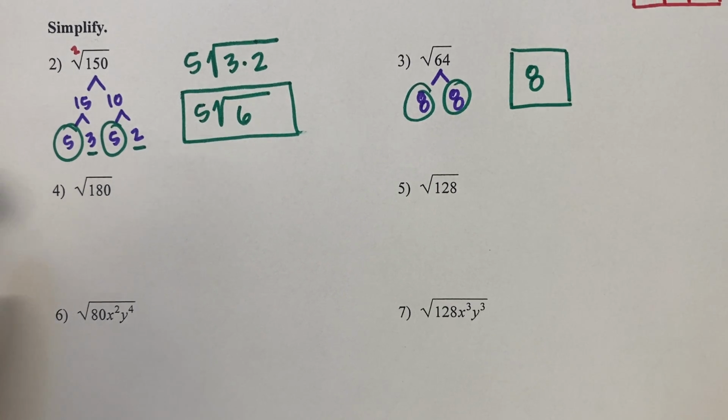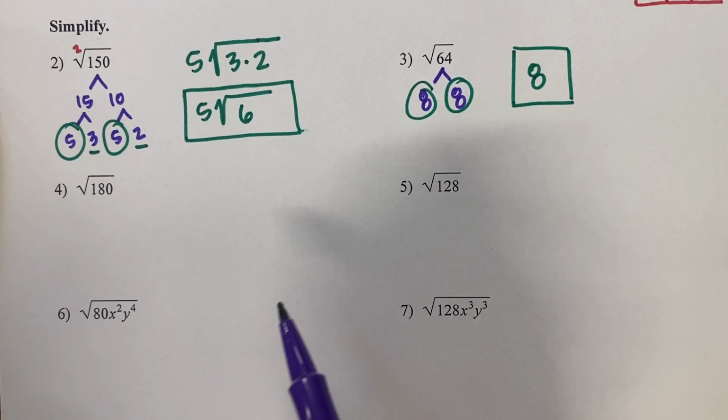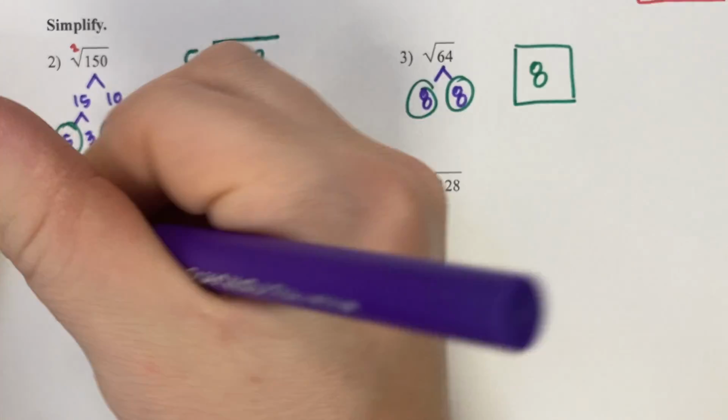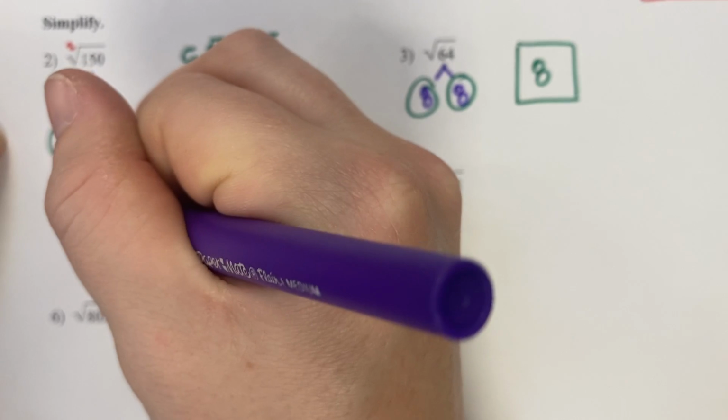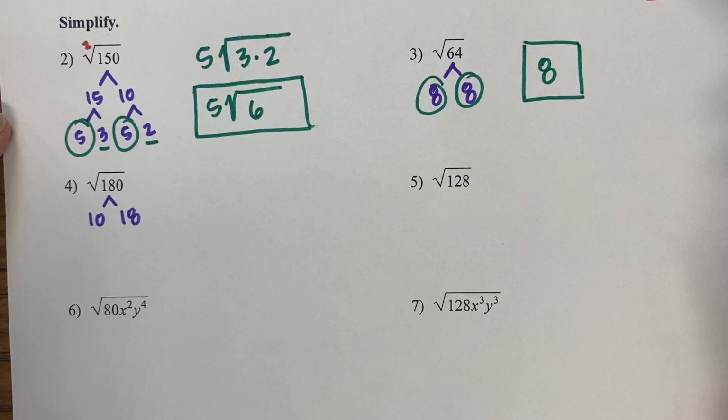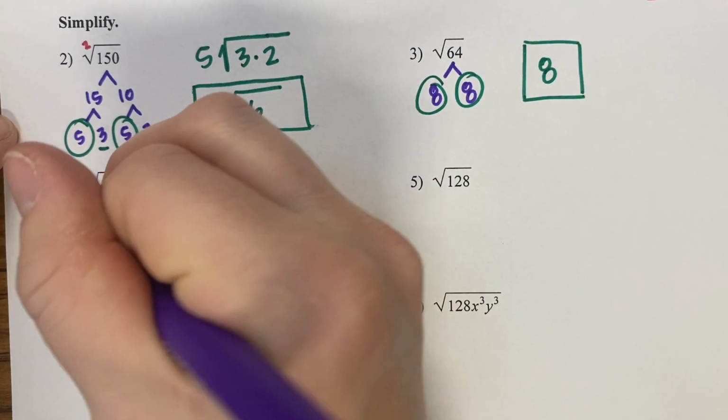180. I don't think it's on my list. We didn't quite get that high. But let's just go ahead and start breaking it down, see if it is a perfect square or if some things are left in the radical. Okay, so again, I see that it ends in a 0, so I can divide it by 10. This would be 10 and 18. 10 times 18 would give me 180. Okay, I don't see a pair, so let's keep breaking it down.